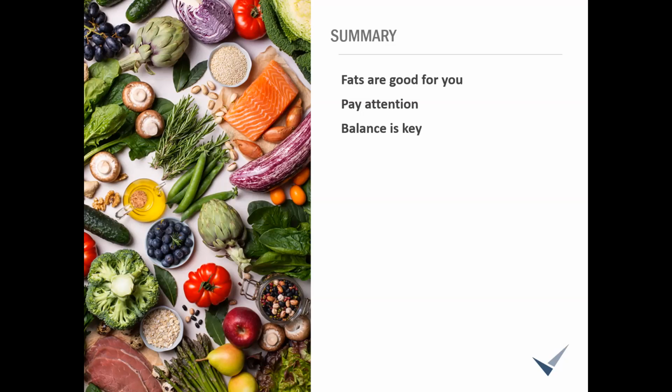We need balance, we need moderation with everything we do. And if you do that with your eating, you're going to get in the good fats. You're going to get in some of the fats that might not be perfect, but if you're in moderation with everything, if you move more towards whole food options, you're going to get good things the majority of the time. All right.